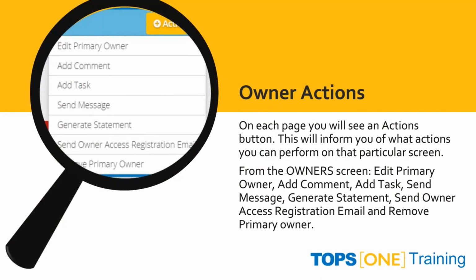On each page, you will see an Actions button. This will inform you of what actions you can perform on that particular screen. From the owner screen, you may edit the primary owner, add a comment, a task, send messages, generate statements, send out or access the registration email, and remove the primary owner as well.